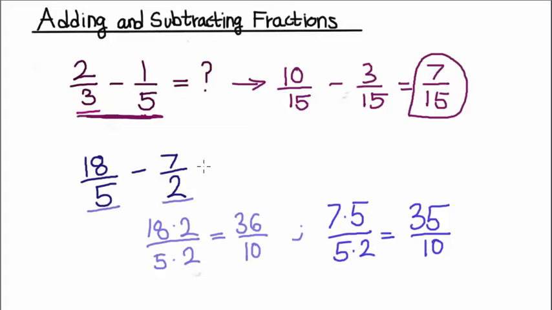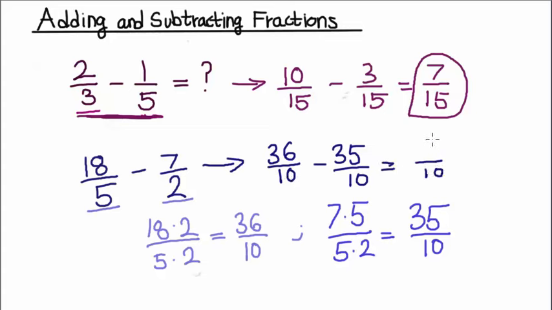So this problem right here turns into 36 divided by 10 minus 35 divided by 10. And when I simplify the numerators with one another and keep the denominator the same, I get 10 as the denominator and 1 as the numerator. So the answer to the problem 18 divided by 5 minus 7 divided by 2 is the same as 1 divided by 10.